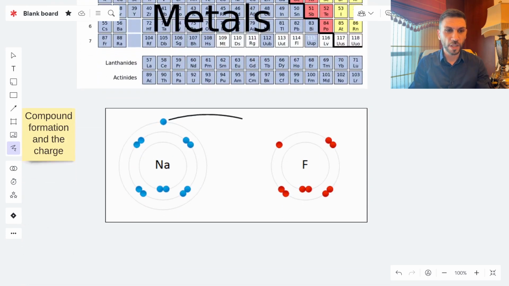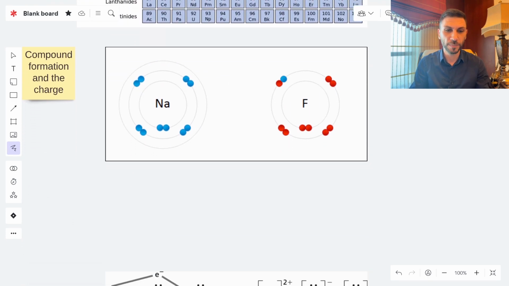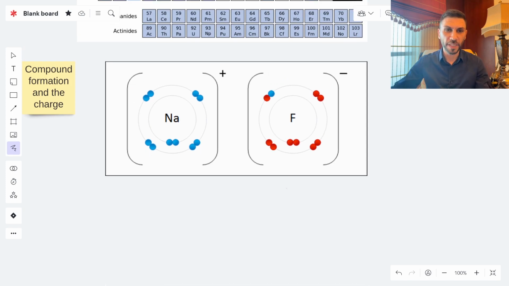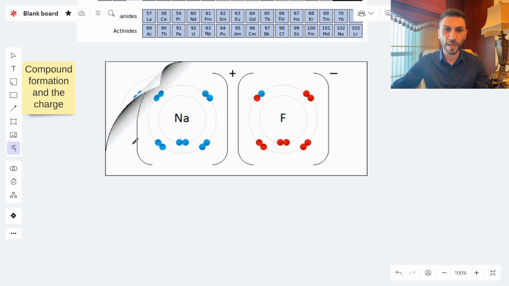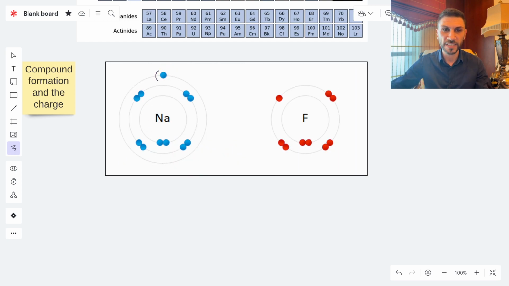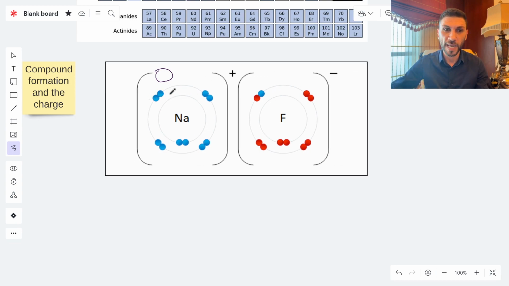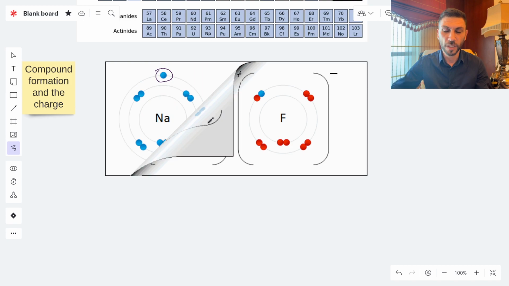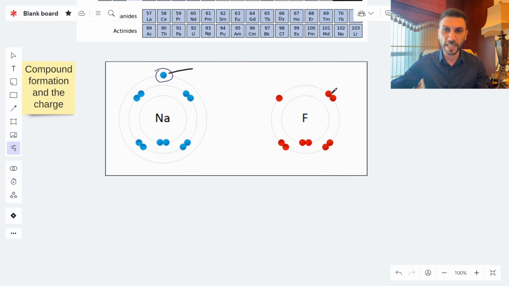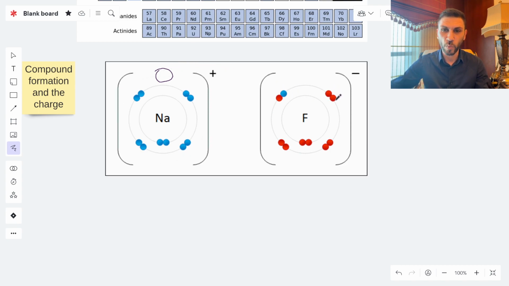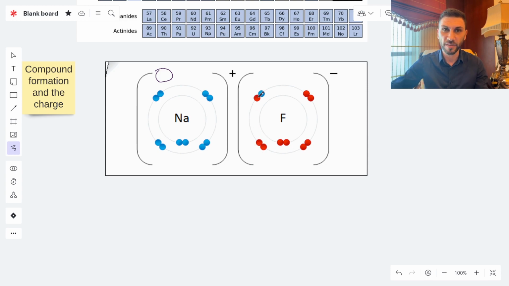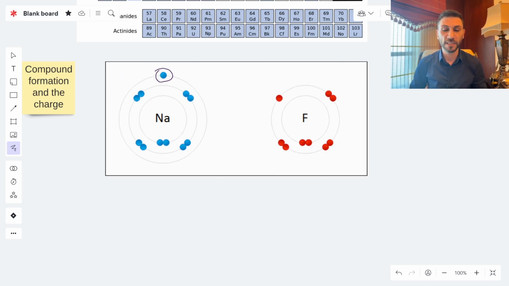All right, compound formation and the charges. Look at this diagram here. You will see that the sodium atom initially has one valence electron in its outer shell, and according to the octet rule it needs to get rid of this electron to have 8 electrons in the outer shell to be more stable. Also the fluorine, before the transfer of this electron, initially has 1, 2, 3, 4, 5, 6 and 7. According to the octet rule it needs to have 8 electrons in the outer shell, so it requires 1 electron.